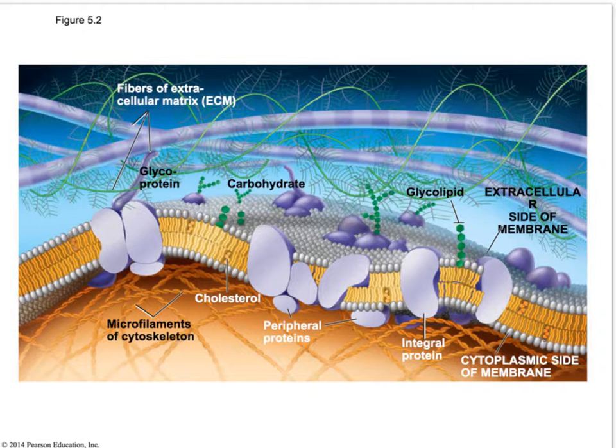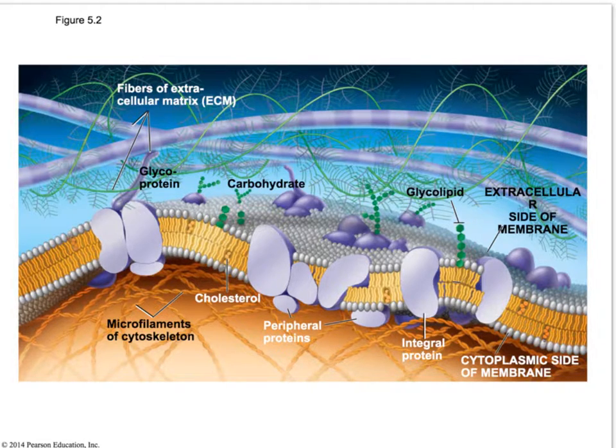Questions on the fluid mosaic model? Are the peripheral proteins only on the inside? No, they could be extracellular peripheral or on the inside. They're not in the membrane. They're just loosely attached to one of the sides. They could be on the outside, they could be on the inside. But they are on the periphery, they're not through the membrane.